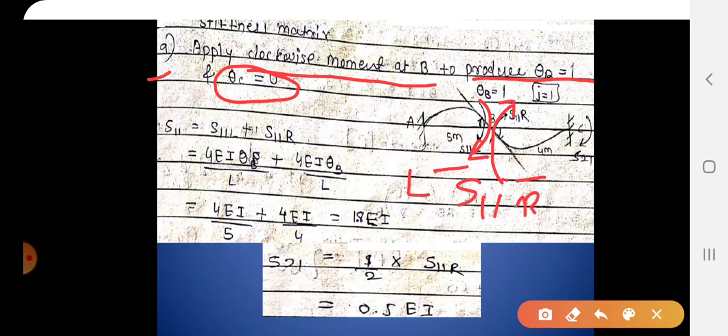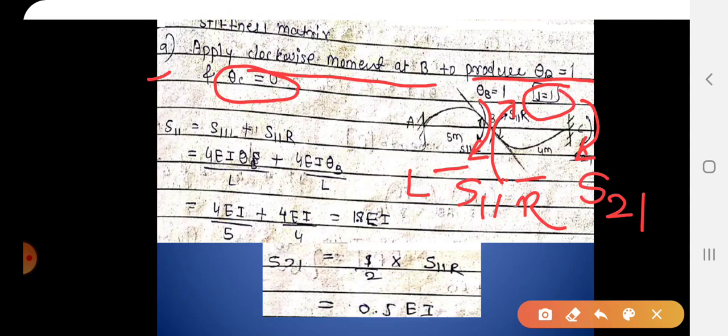Now go to step 2 to derive the stiffness matrix. In part A, apply a clockwise moment at B to produce theta B equal to 1, and of course theta C is equal to 0, as other displacements should be 0. Now concentrate on this diagram again. The moment is applied at B, for the first span AB and the second span BC. This will be S11 L and S11 R, and S11 R will be carried over half to C as S21, because J is 1 for this step.